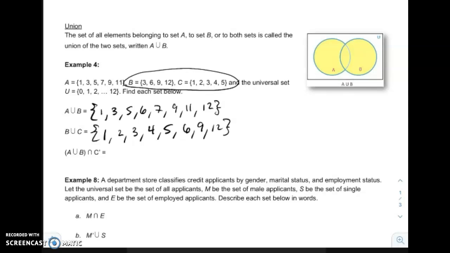For the next one, you're going to want to find, so we already found that part up here, C's complement. Let's list out what is in C. So the universal set is 0 to 12, all the whole numbers 0 to 12. And C is 1, 2, 3, 4, 5. So C's complement would be 6, 7, 8, 9, 10, 11, 12.